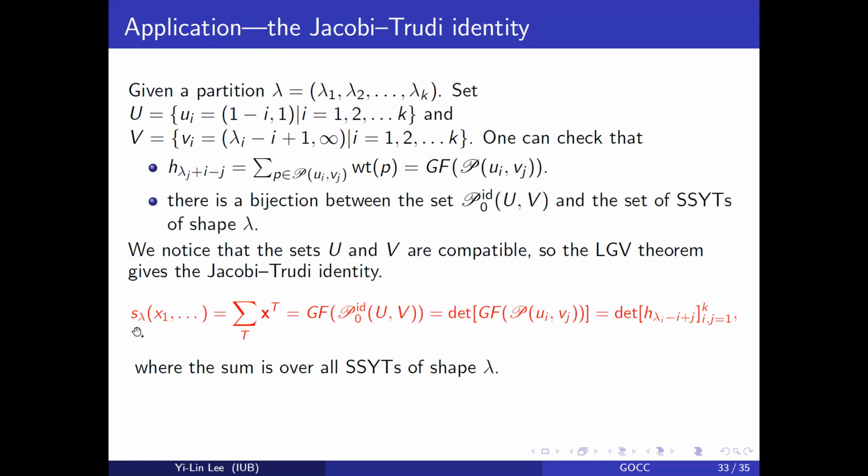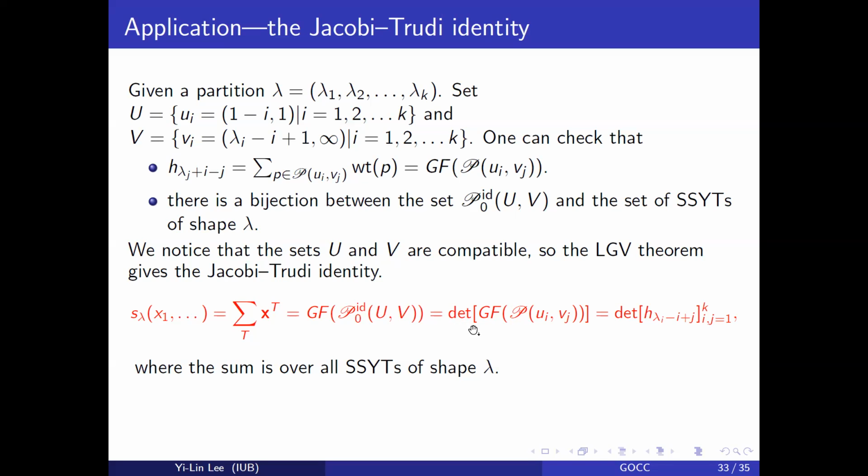So let's start from the Schur function s_lambda. By definition, it is given by the weighted sum of semi-standard Young tableaux of shape lambda. Because of this bijection, you can think of it as the weighted sum of non-intersecting lattice paths going from U to V. And then because U and V are compatible, we can apply the Lindström-Gessel-Viennot theorem.